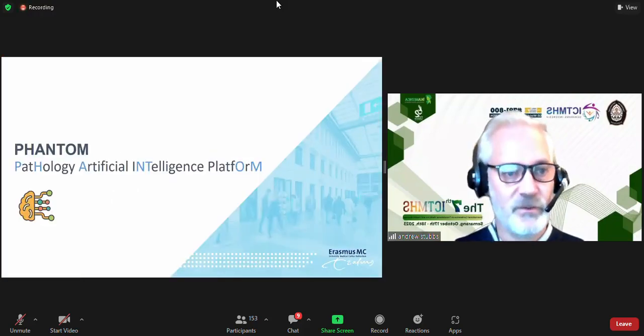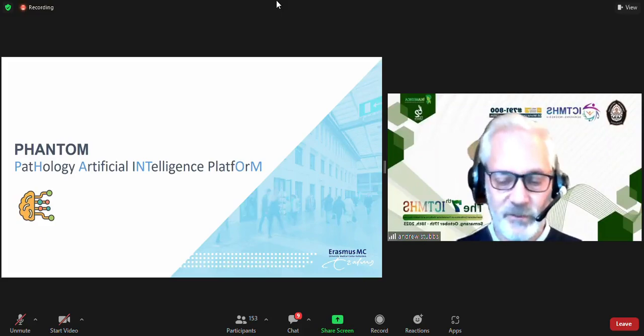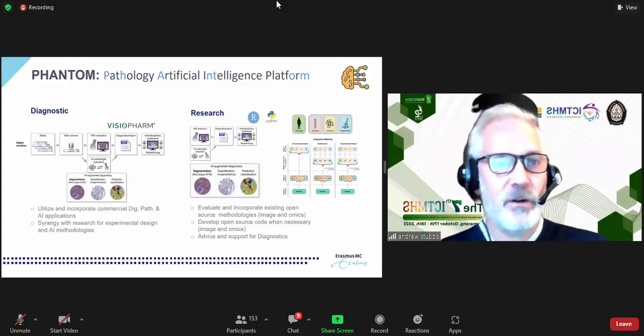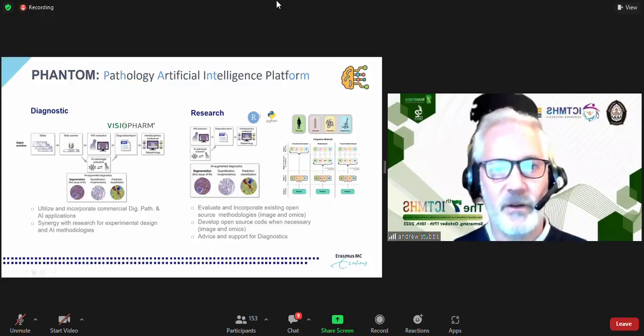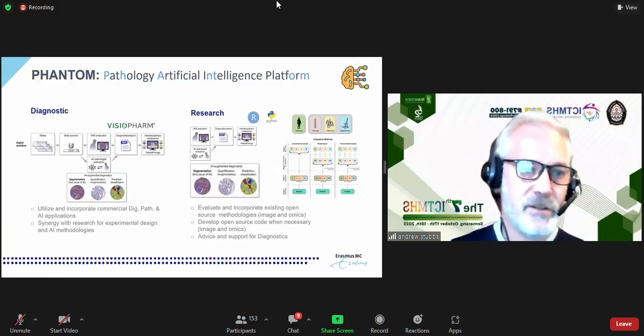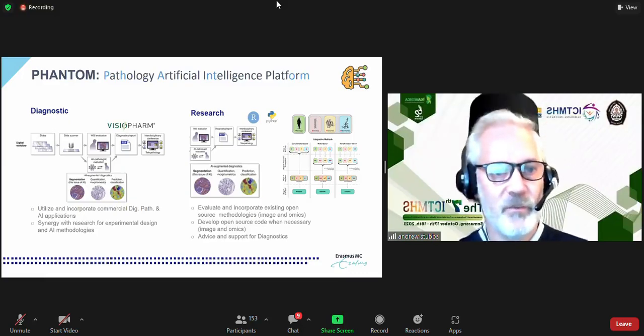So the last part of my talk, I'd like to go into Phantom, which is our application for developing artificial intelligence tools to monitor and to analyze various aspects in precision medicine. So we have two aspects to our pathology group. One is the diagnostic. So we have a workflow on the left-hand side where we take digital slides, we scan them, we do whole slide evaluation, and we generate reports.